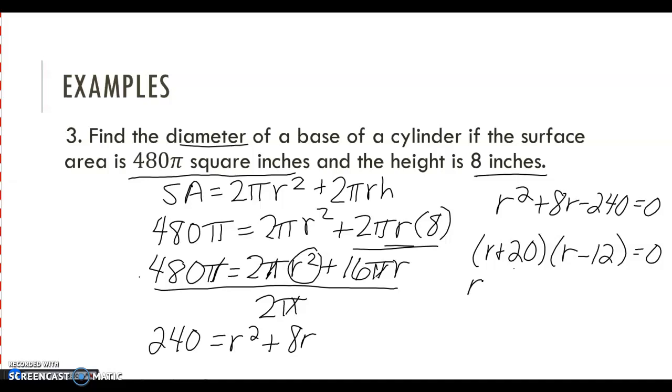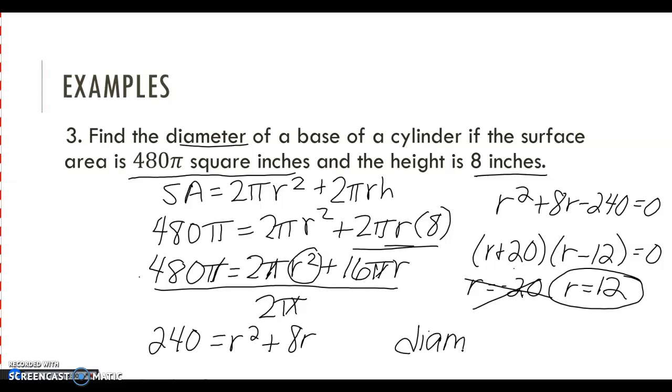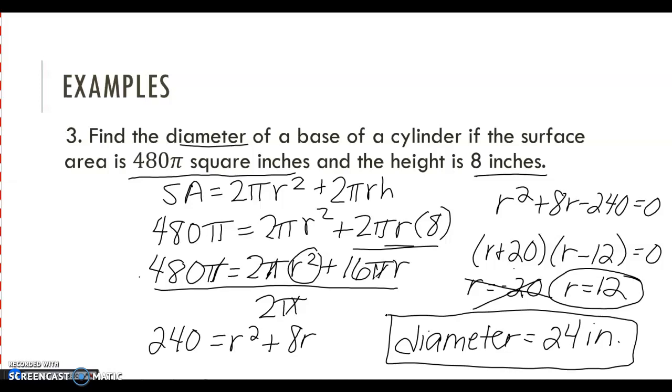So then when I solve, I get that r is negative 20, or I get that r is 12. So this r is representing a radius of a cylinder, so we definitely don't want the negative answer. So this r is equal to 12. The radius is 12. We ultimately want to know the diameter though, so the diameter is twice that. The diameter is 24 inches. And you can always substitute that back into your formula, check and make sure that you get that surface area of 480 pi that you want there.